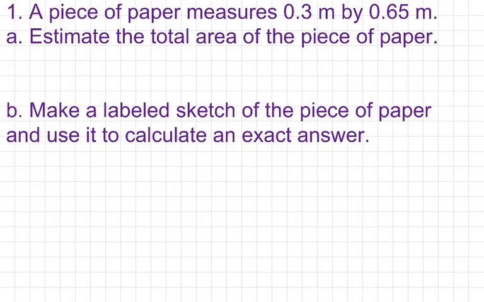A piece of paper measures 3/10 meters by 6/500 meters. First step, estimate the total area of the piece of paper. Go ahead and look over your problem. Look at what is 3/10 close to, what is 6/500 close to, and what do you think the total area of the piece of paper is going to be when you estimate.